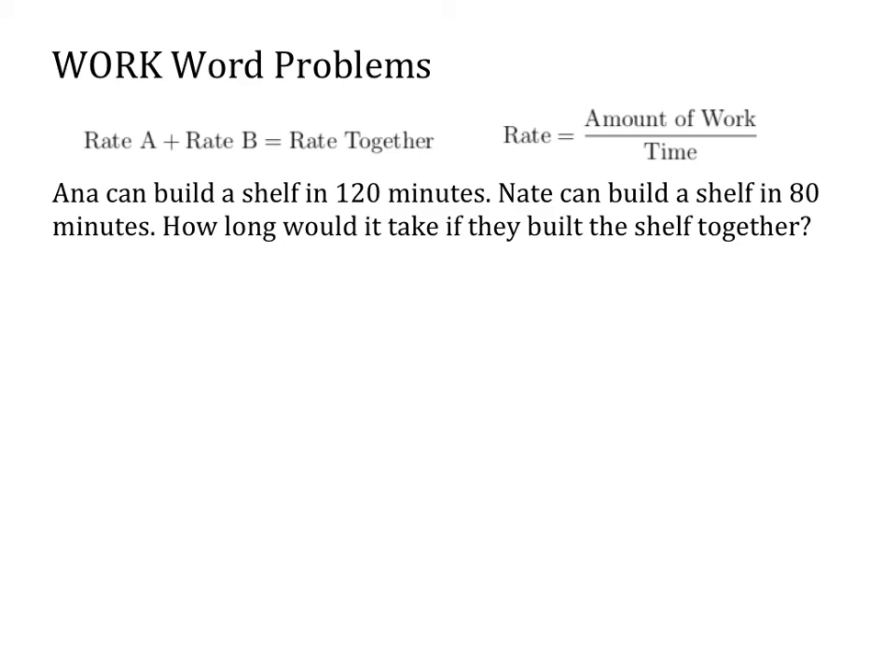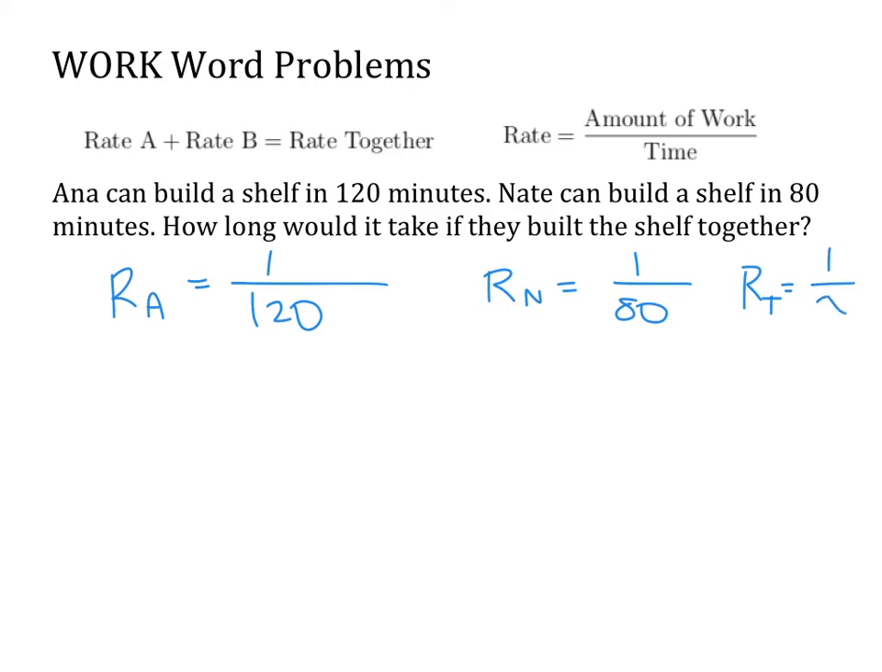So the rate of Anna is going to be 1 shelf over 120 minutes, right? The rate of Nate is 1 shelf in 80 minutes. How long would it take them to build the shelf together? I want to see how long it takes them to build 1 shelf, so the rate together is going to be 1 shelf in X amount of minutes, an unknown amount. I already know the rate together is the sum, so I'm going to add them together: 1 over 120 plus 1 over 80 is equal to 1 over X.